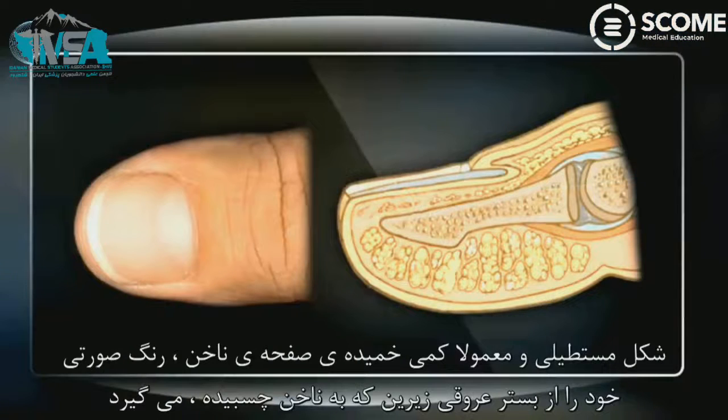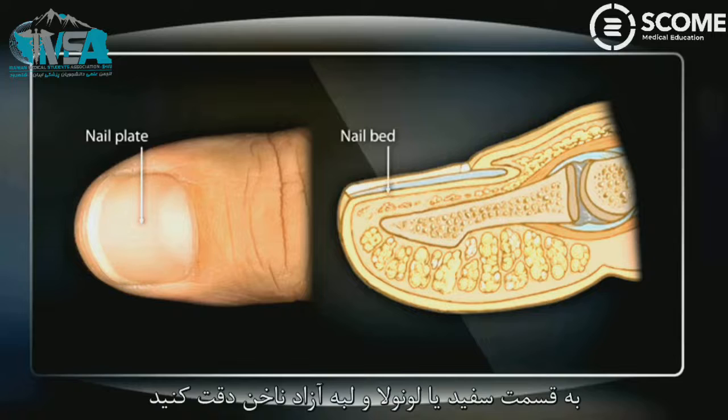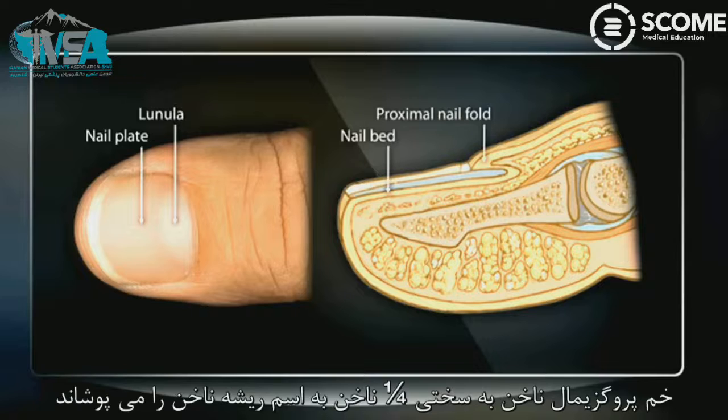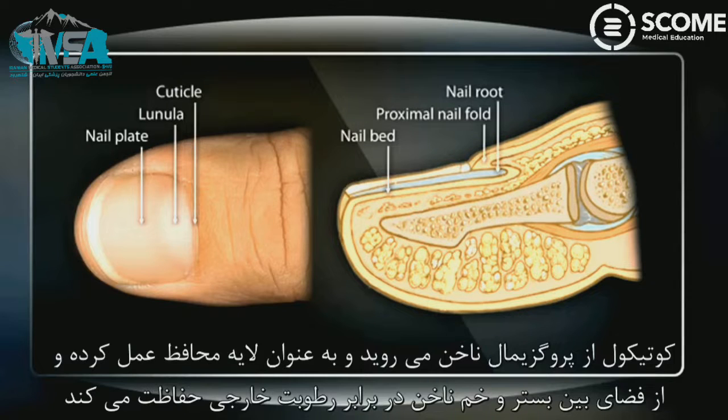The firm rectangular and usually curving nail plate gets its pink color from the vascular nail bed to which the plate is firmly attached. Note the whitish moon, or lunula, and the free edge of the nail plate. The proximal nail fold covers roughly 1/4 of the nail plate, called the nail root. The cuticle extends from the proximal nail fold and, functioning as a seal, protects the space between the fold and the plate from external moisture.